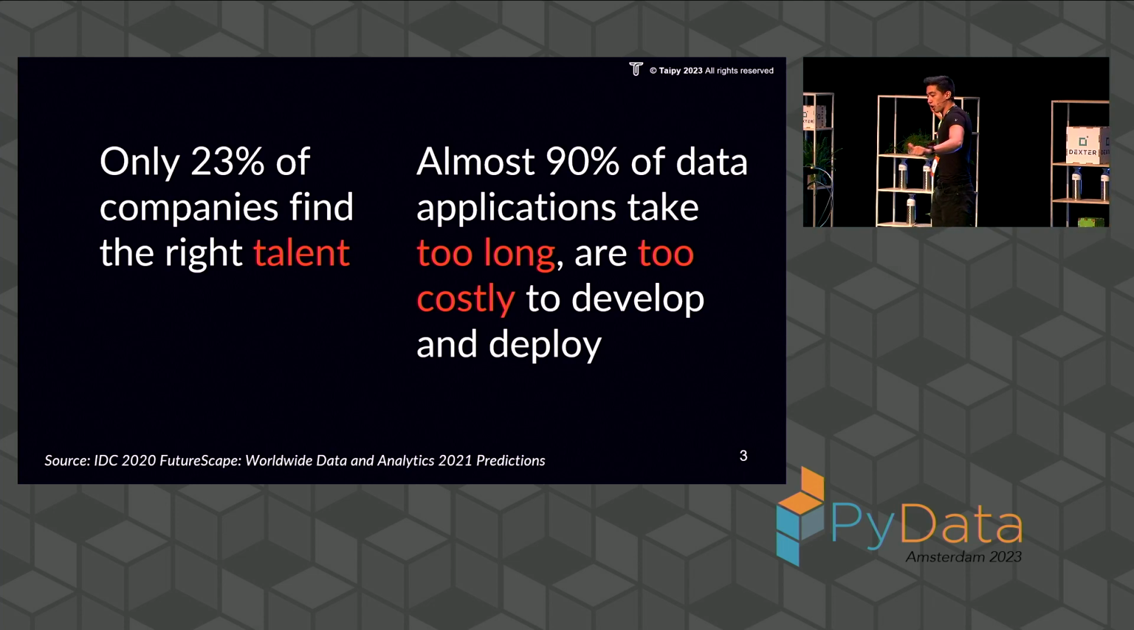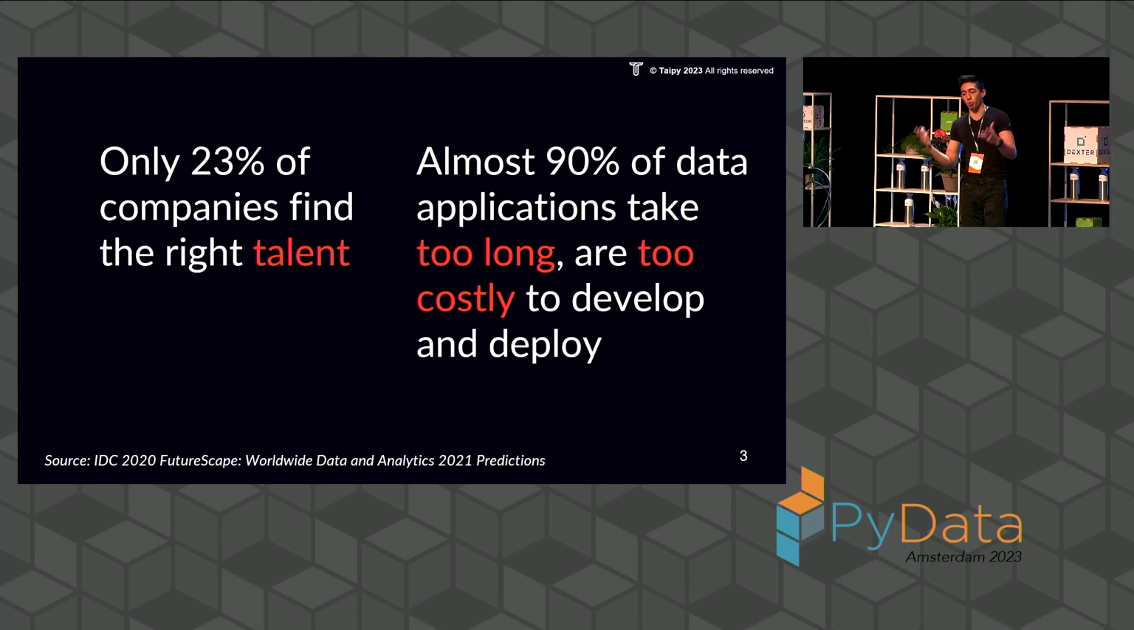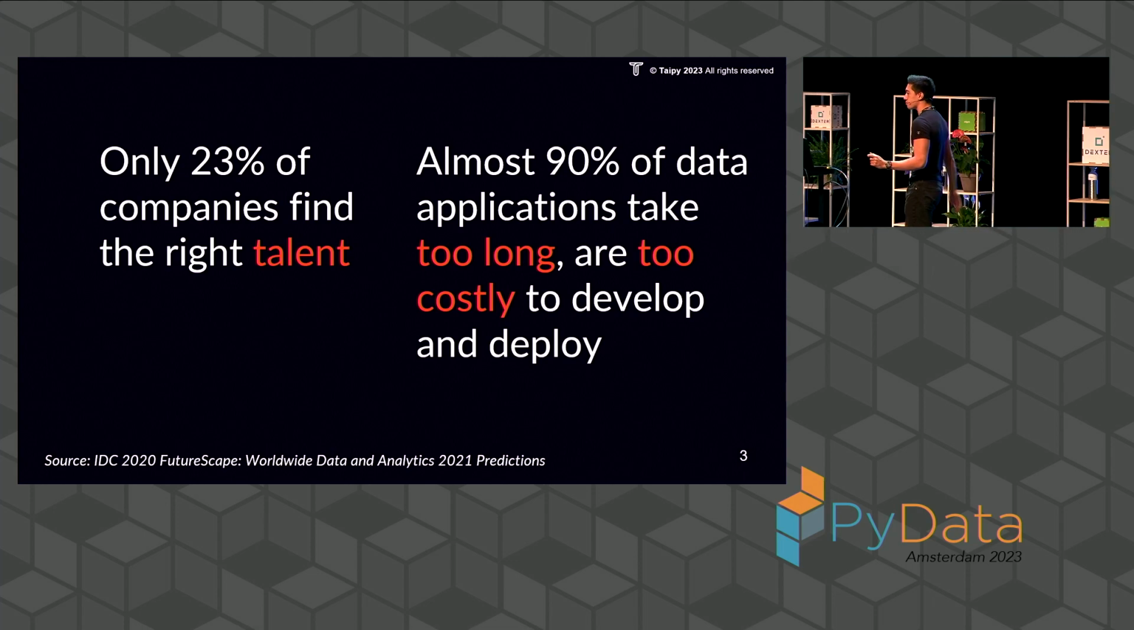And afterwards, we've got almost 90% of data applications take too long and are too costly to develop and deploy. So generally, in machine learning in production, the issue is that everyone thinks that prototyping is the biggest part, doing your model is the biggest part. In reality, it's only 30% of your work. Generally, you'll have to deploy, you'll have to monitor performance, retrain, do support. That's going to be the big part, and that's often not anticipated, so that's why projects fail.